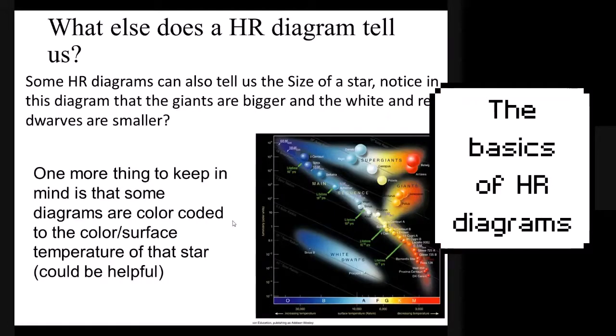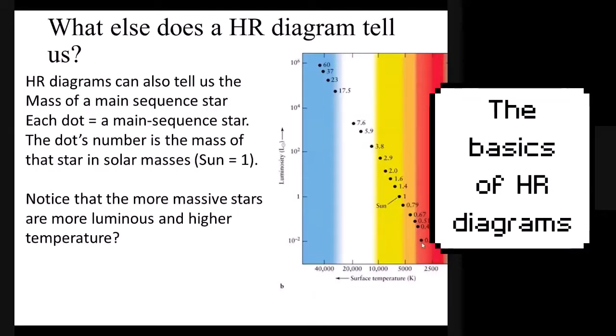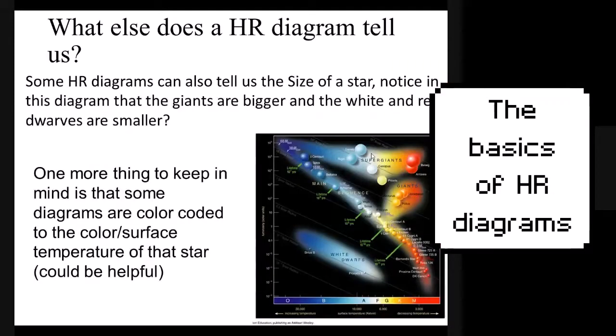Now, some HR diagrams will also tell you the size of a star. Not all of them. Notice that this one right here does not tell you the size. It just tells you the mass and it gives you a dot. That's fine, but some will. Now, for this HR diagram, notice the smaller circles for the red dwarfs, because red dwarfs are smaller, and for the giants and supergiants, there are larger and even larger circles representing stars that are just bigger in size.